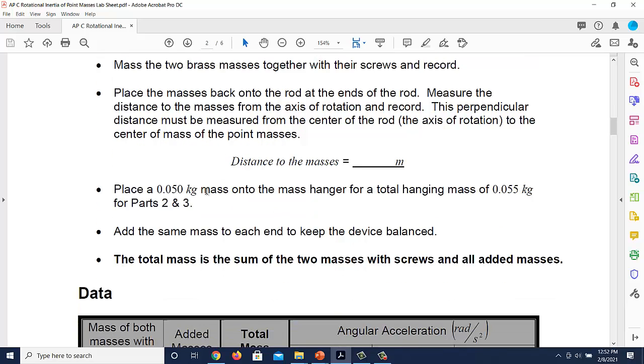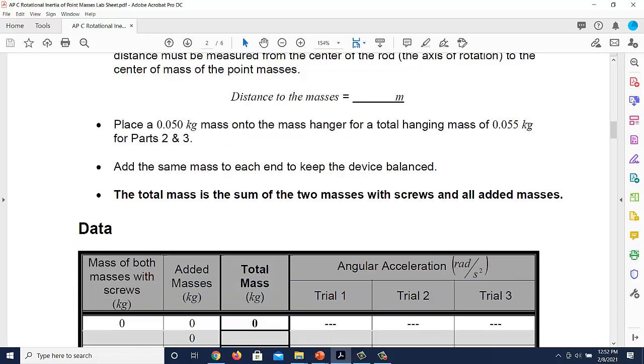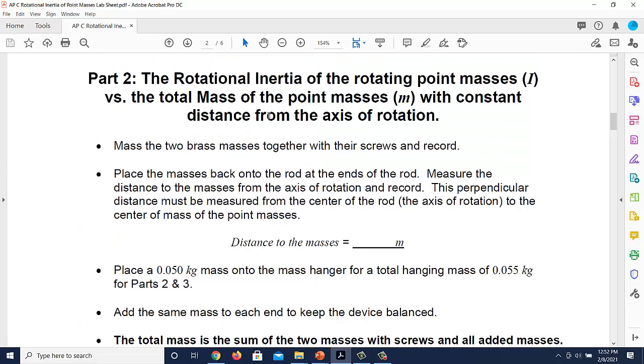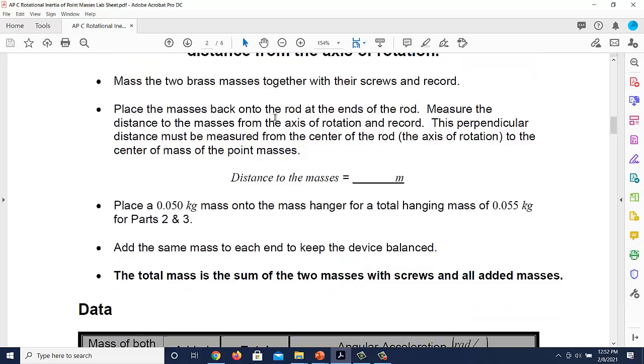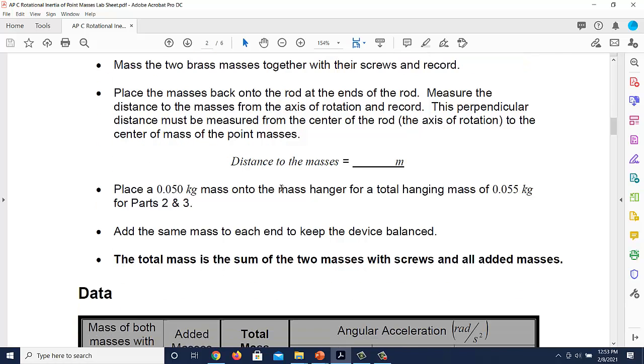Once you know that, you're going to place a 50-gram mass onto the mass hanger for a total of 55 grams or 0.055 kilograms, and you're going to leave that on there for the entire part 2 and 3. Remember, that's also the mass that is in the equation. So take the 20 off, put the 50 on. It's because with the 20 it's not enough torque. We need more torque to make it move a little faster.